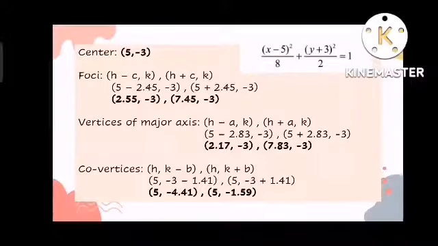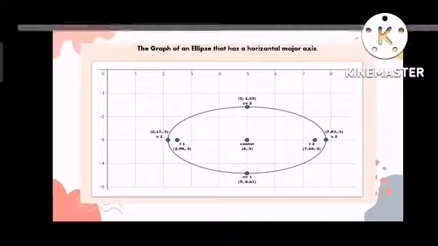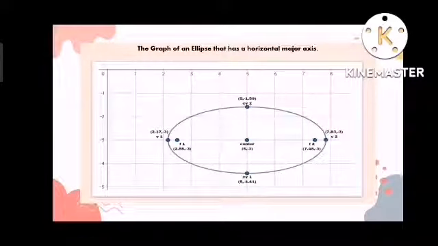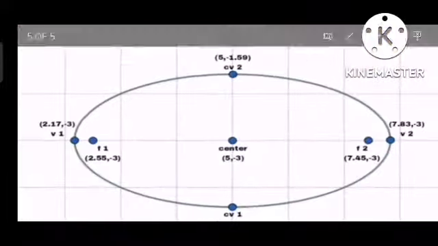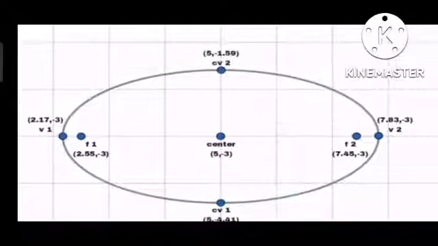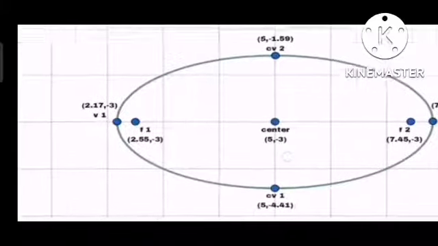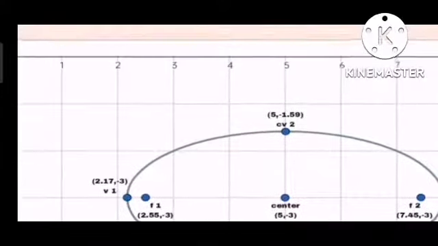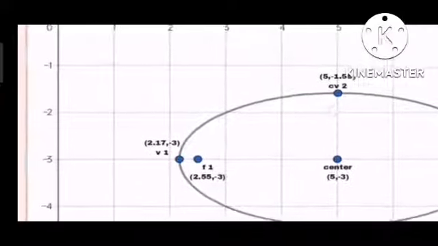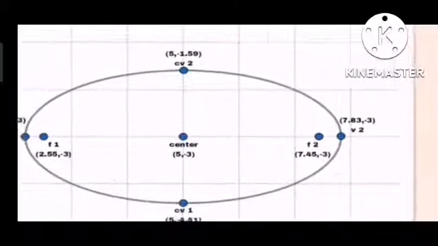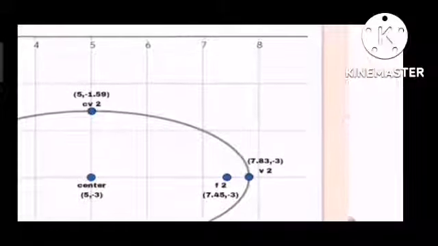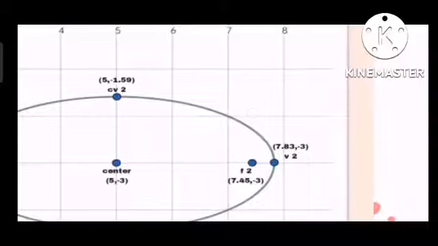Since we're done getting the center, foci, vertices, and co-vertices of the equation, now we're ready to sketch the graph. So, this is the graph of an ellipse that has a horizontal major axis. So, as you can see, this is the center, which is 5 and negative 3. The focus 1, which is 2.55, negative 3. The focus 2, which is 7.45 and negative 3.